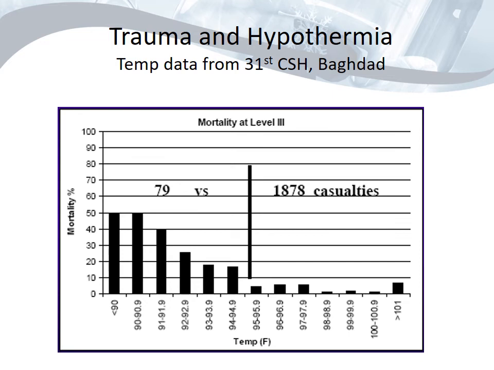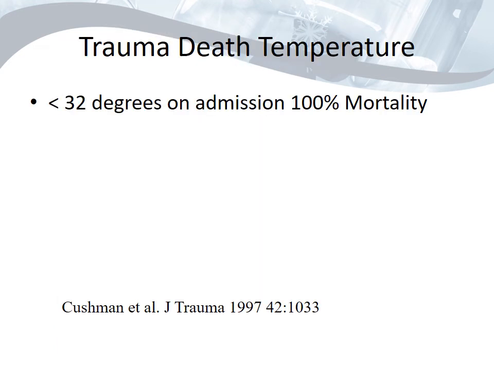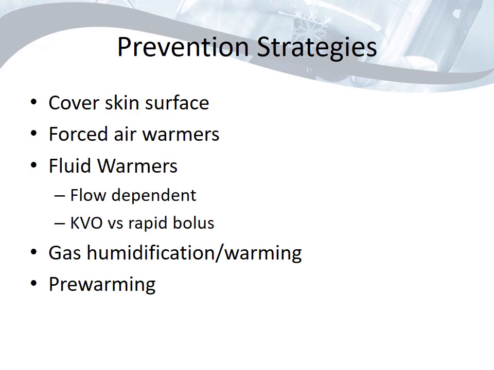So do we call this level 1 evidence? No. It's not an RCT. It's not even close. It's just some observational data. This would be like level bottom, but it's still interesting. So this was from an old journal that when they had patients admitted at less than 32 degrees, they had 100% mortality. So prevention studies: cover skin surface, forced air warmers, Bair Huggers, or the like.